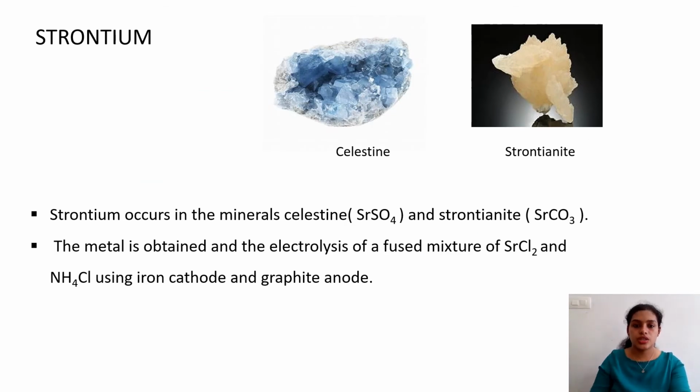Next comes strontium. Two important minerals are celestine and strontianite. Celestine is strontium sulfate and strontianite is strontium carbonate. Okay, and here also the metal is obtained from the electrolysis of strontium chloride. Okay, ammonium chloride is added to reduce the melting point, and it is electrolyzed using an iron cathode and graphite anode, the same process as that of calcium.